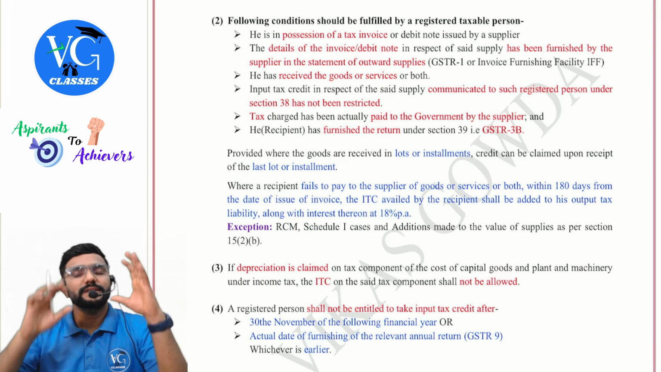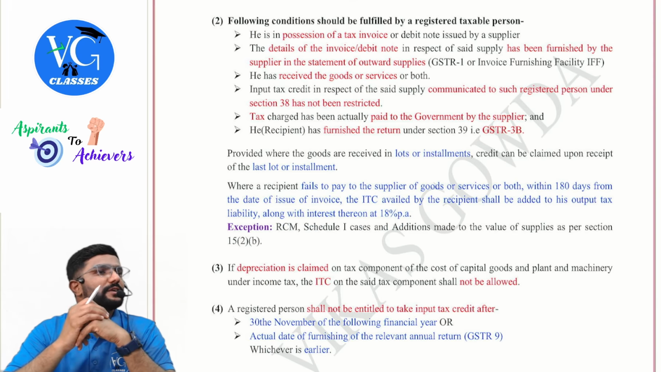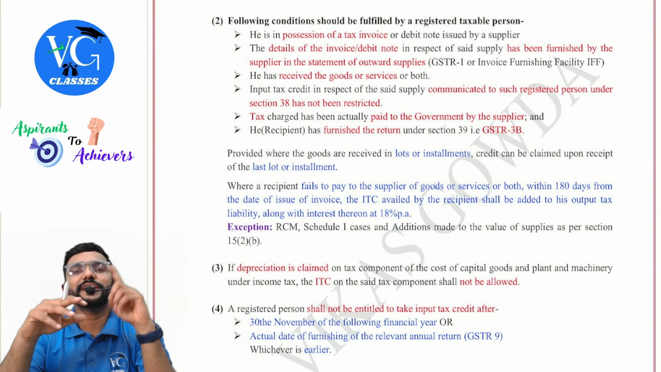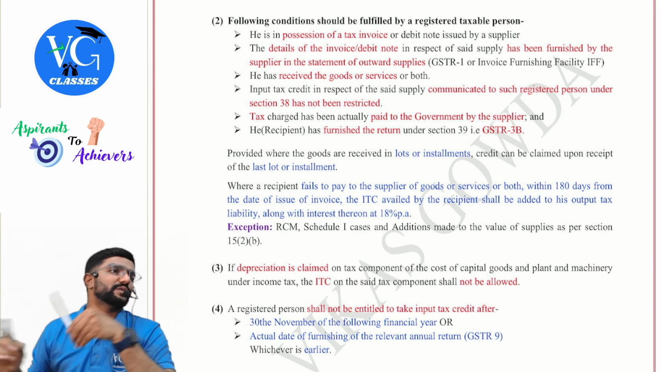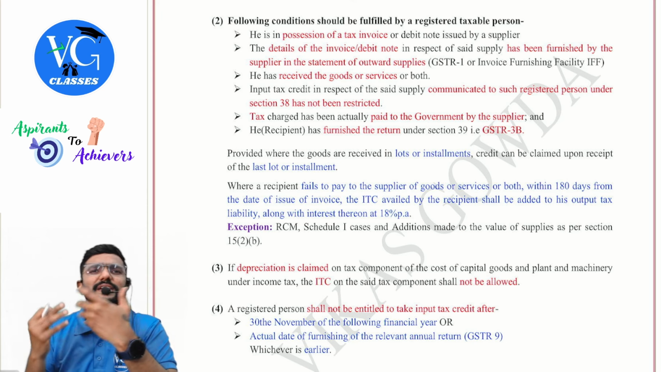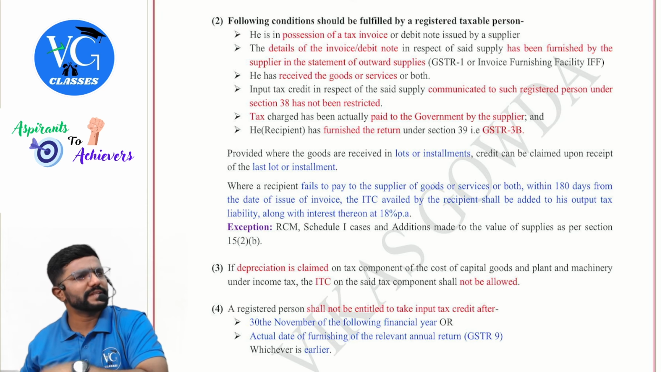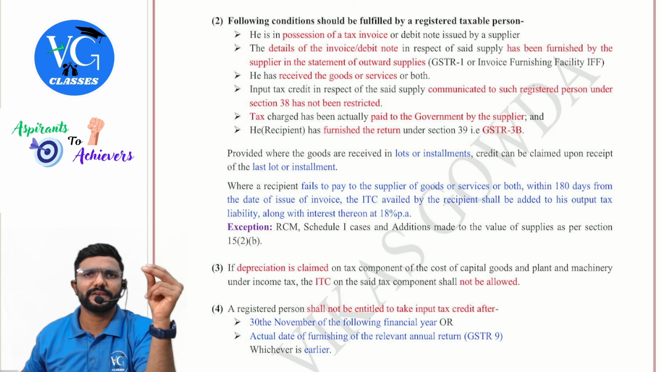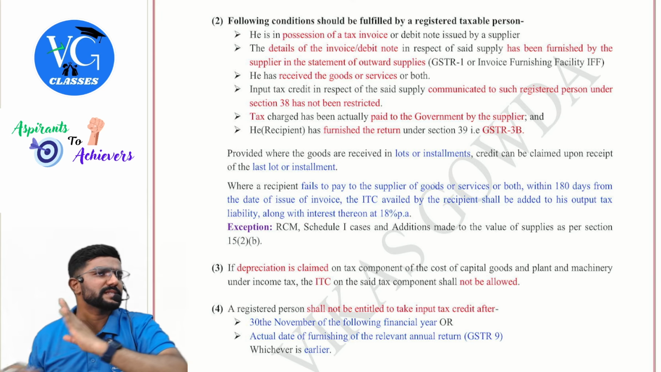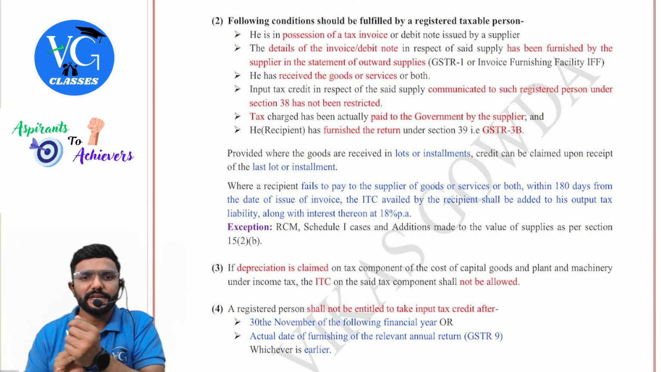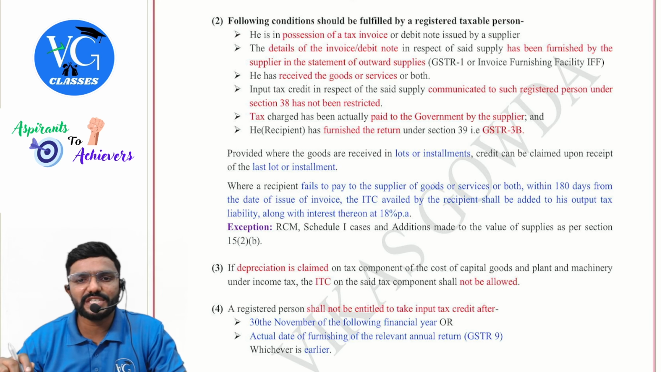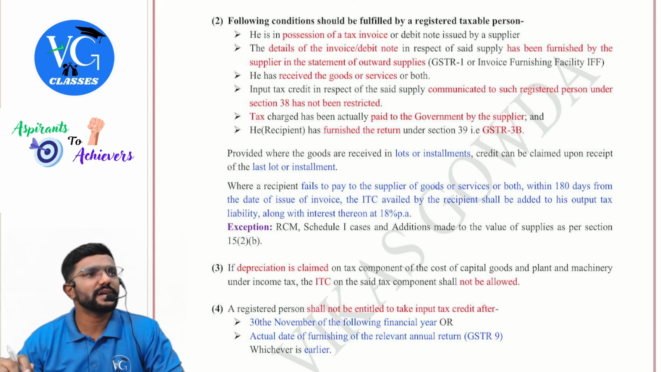Okay, that means the recipient will get credit only for the tax which has already gone to the government. Only if the government has received the tax do they give the credit to the recipient. Either it has gone out of the pocket of the recipient or the supplier, whoever has given. If the government has received it, yes, the recipient is eligible to claim the credit, guys. Next, the recipient has furnished the return under section 39, that is GSTR 3B.